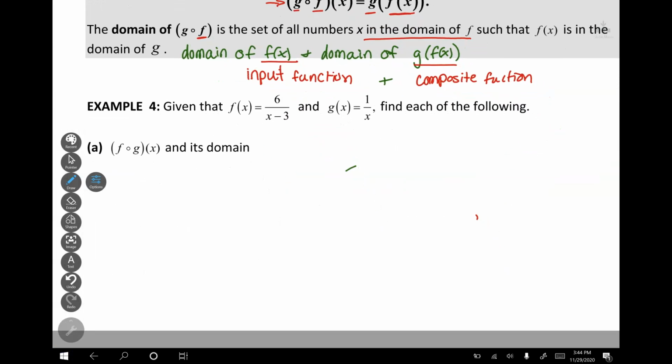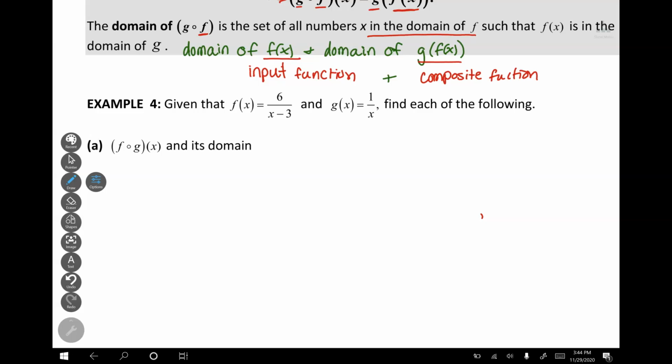All right, so let's see an example. Given that f of x equals 6 divided by x minus 3, and g of x equals 1 divided by x, find each of the following. A, f of g of x and its domain. So remember, that's the same thing as saying f of g of x. So you are plugging in the function g into the function f.